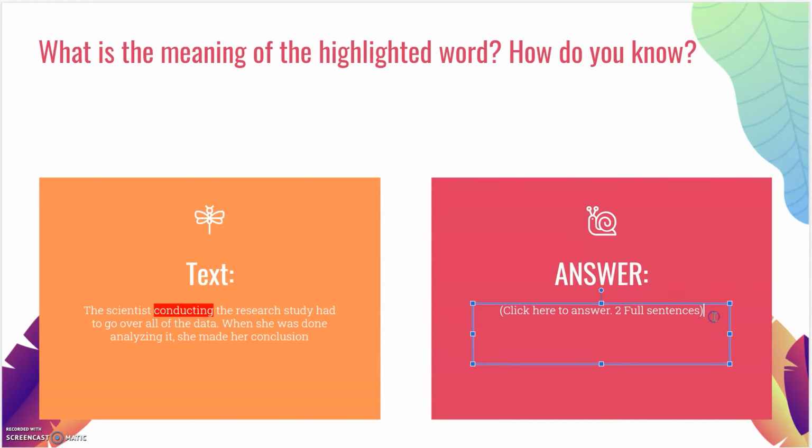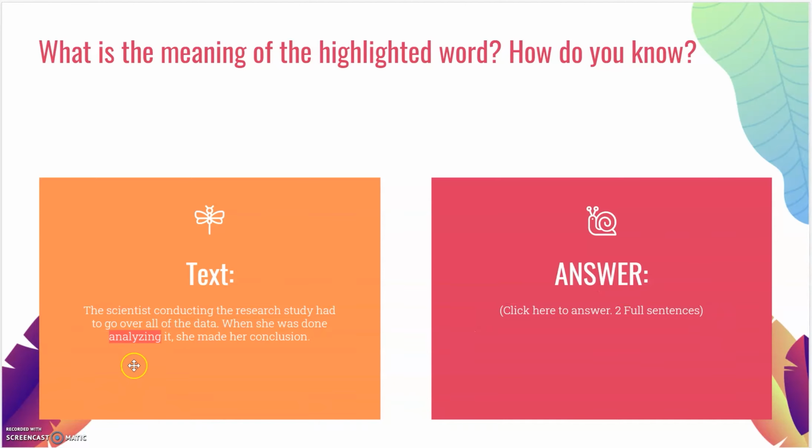And so for me, the context clues are things like conducting. Conducting would be, I'm going to say, doing. They're doing the research study. So to conduct is to organize or direct something. I know this because of the use of the word, let's see, it is a verb, and because the scientist was doing a research study, right? And so those ideas help me understand what conducting means.